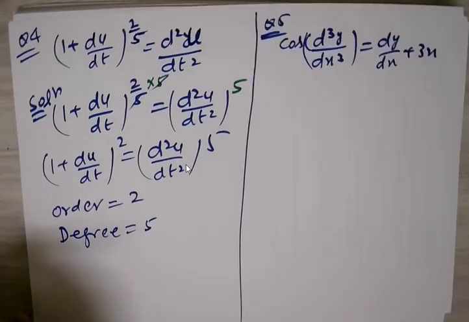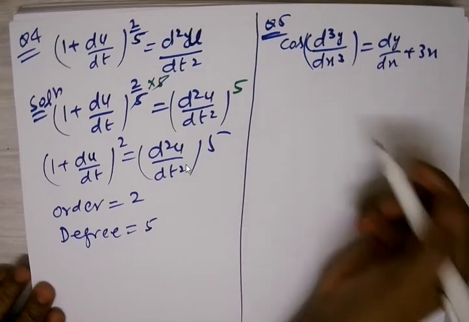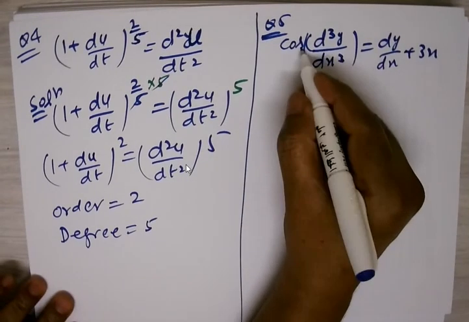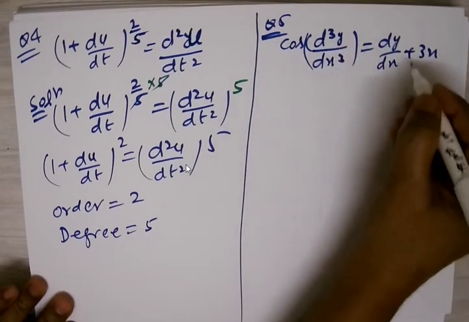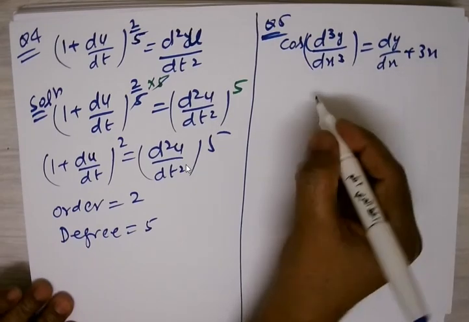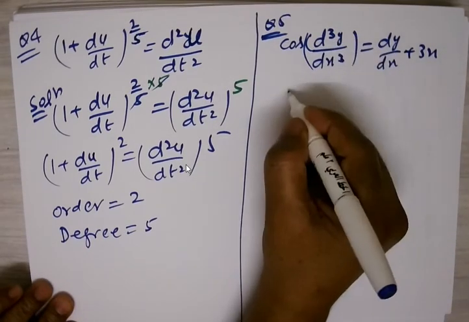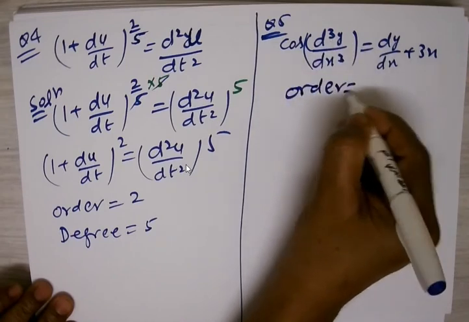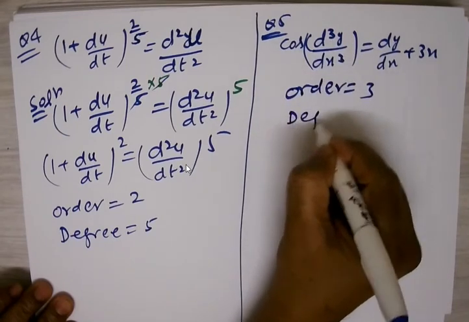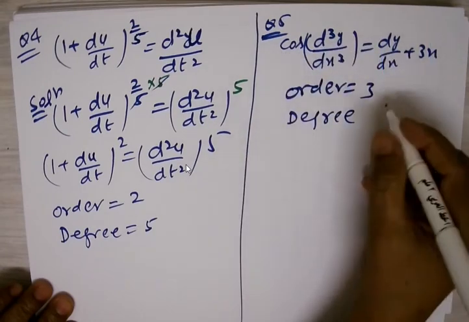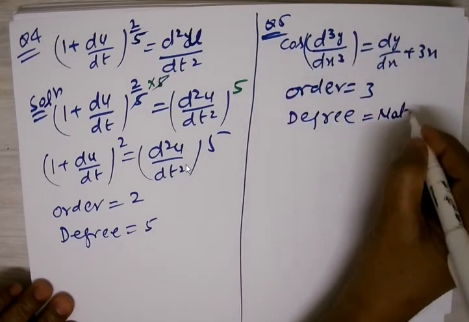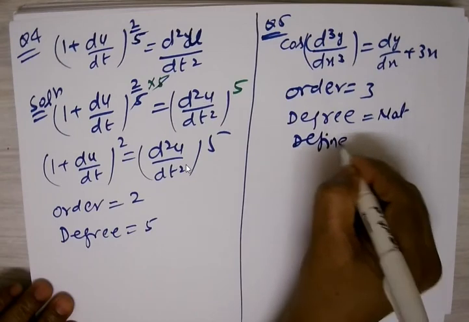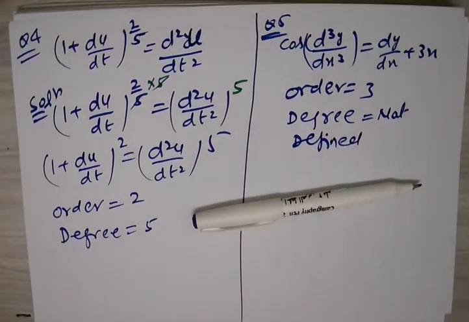Question number 5. Order and degree of this differential equation. This is multiplied by cosine, d³y/dx³ is equal to dy/dx plus 3x. What is the order? The order means the third derivative, so order is equal to 3. And degree: because this is not a polynomial, degree is not defined. Hopefully you understand this.